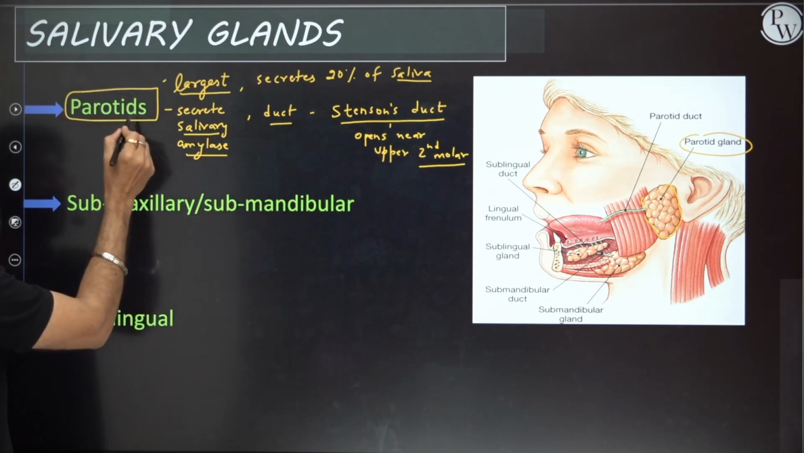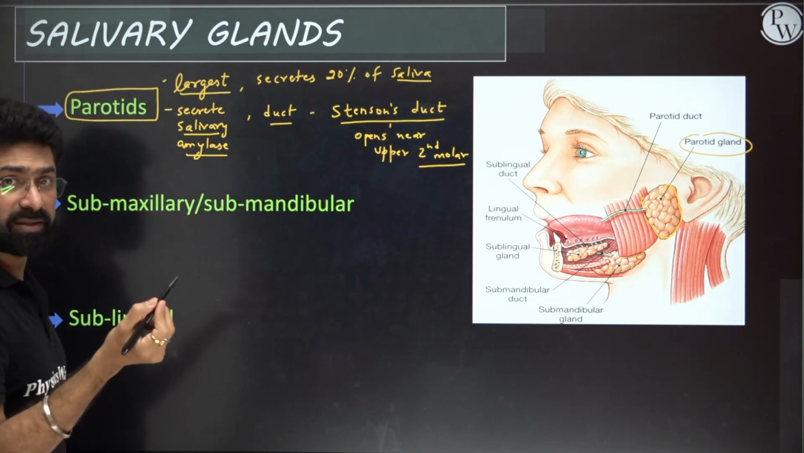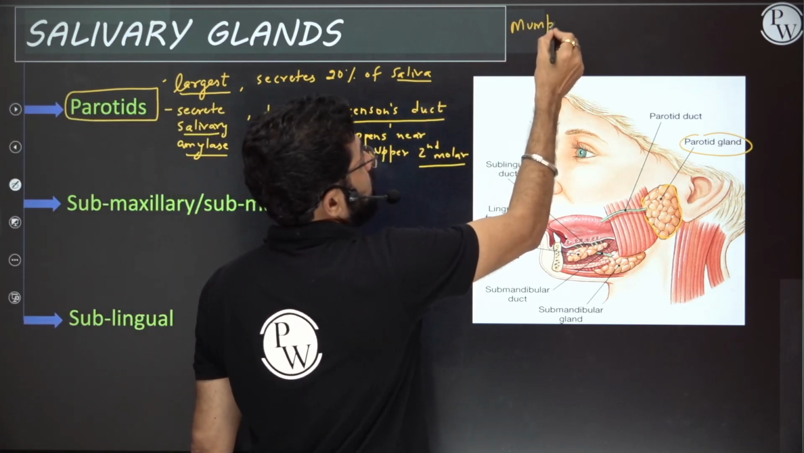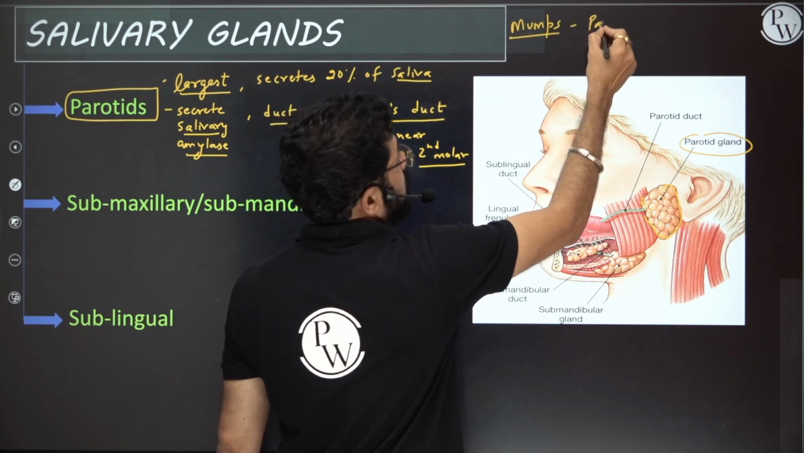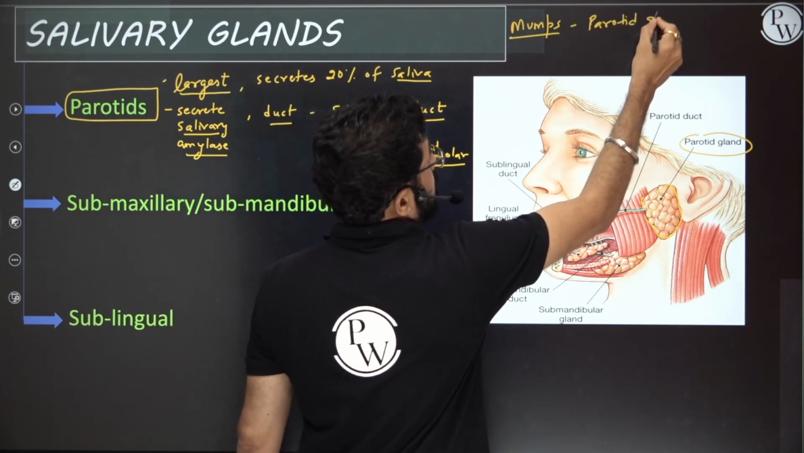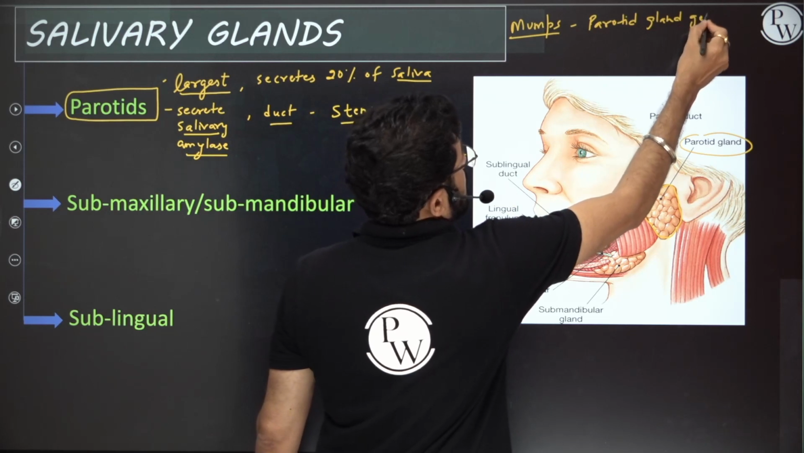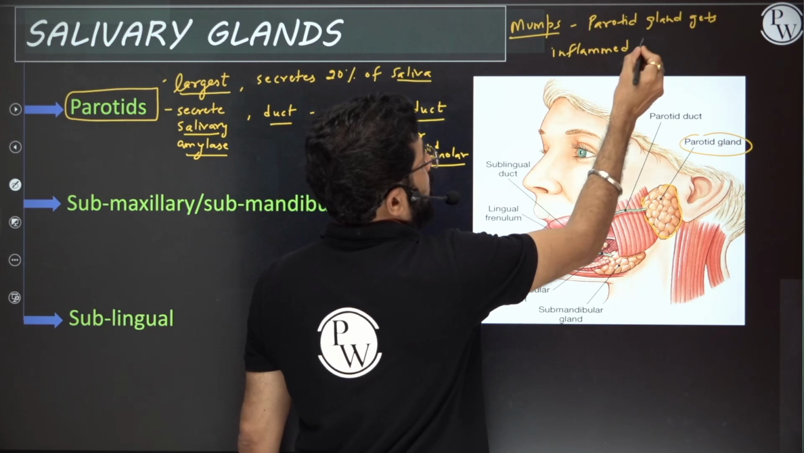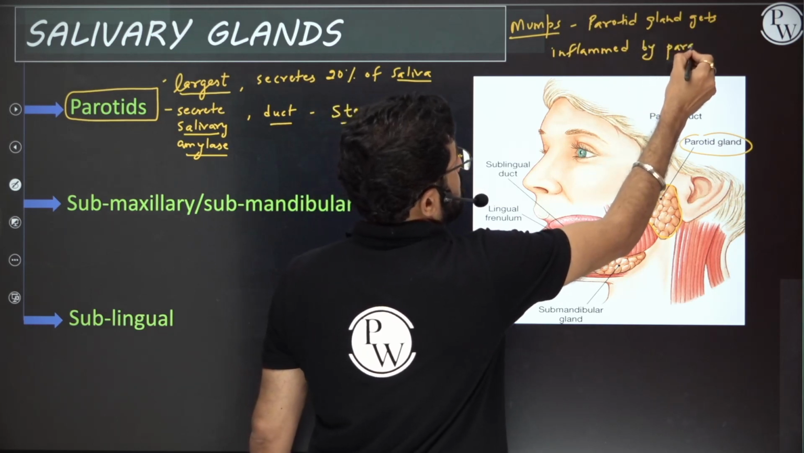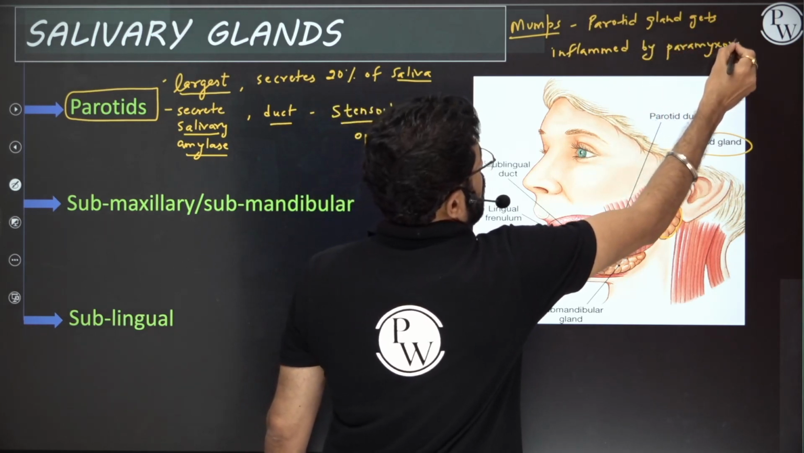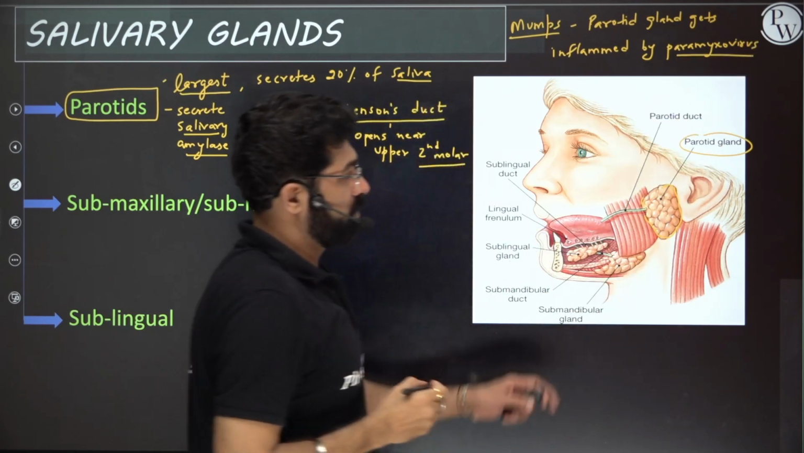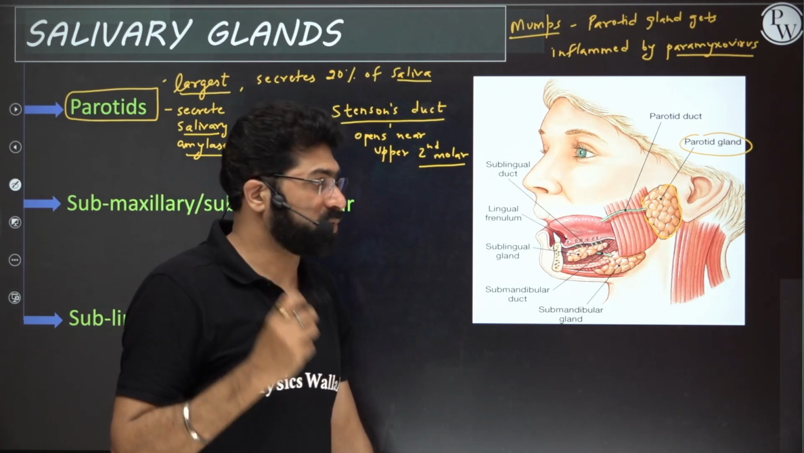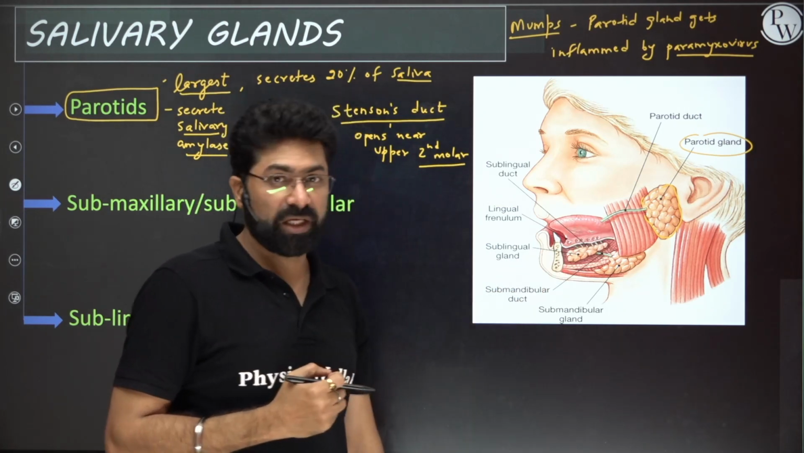Sometimes the parotid glands get inflamed by a virus. That is a disease called mumps. In mumps, the parotid gland gets inflamed by paramyxovirus. When paramyxovirus causes inflammation of the parotid glands, the disease is called mumps. Swelling of the cheek region will happen.